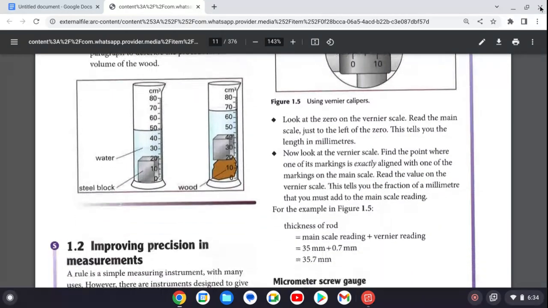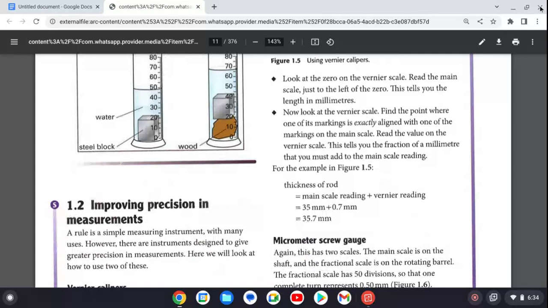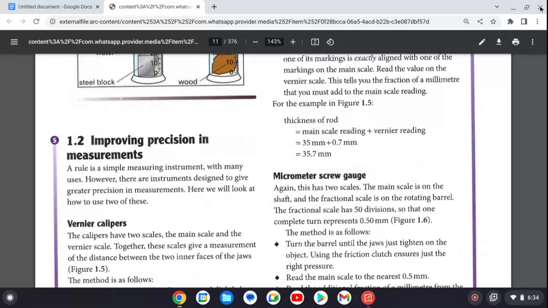As I told you, for example, you have the thickness of a rod: main scale reading is 35 millimeter, vernier scale reading is 0.7. By adding these two readings we get 35.7 for the thickness of the rod.